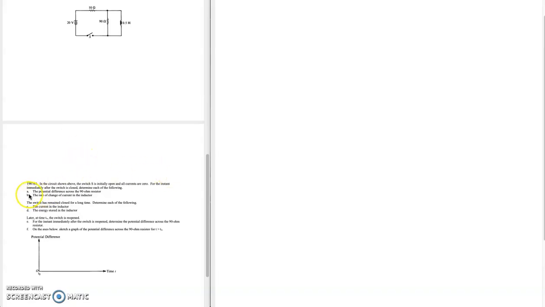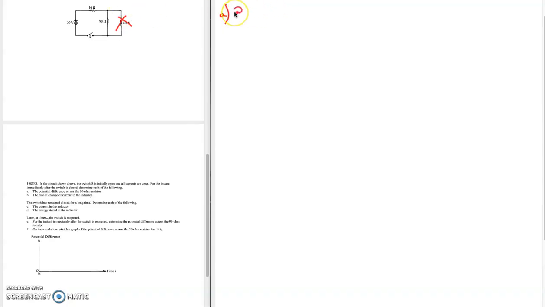For the instant immediately after the switch is closed. Okay, so immediately after the switch is closed for parts A and B, that guy basically doesn't exist, and our circuit is just battery, 10 ohm, 90 ohm, and then the switch. So for part A, the potential difference across the 90 ohm resistor.